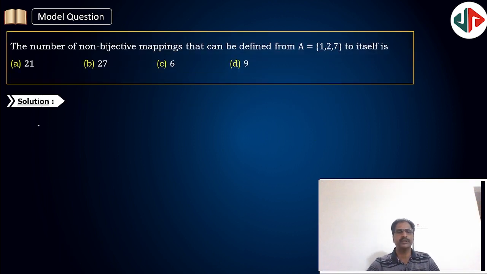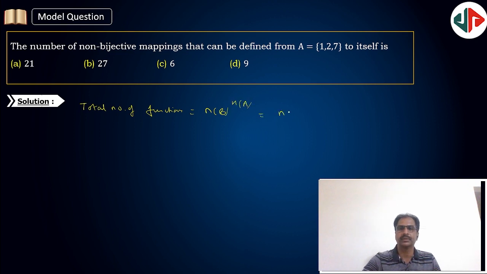Number of non-bijective functions. What is the total number of functions? Just now I gave the formula: n of B power n of A. Here B is A itself. A to itself means A to A. So n of A power n of A, which is 3 power 3.